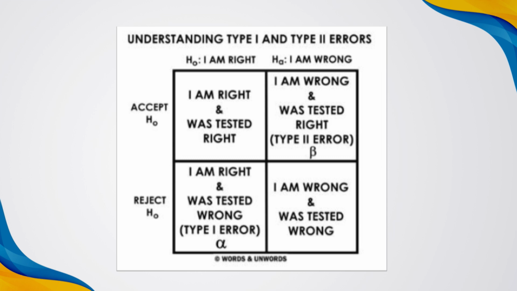Then I am right and I was tested wrong. This is an example for type 1 error. It is nothing but rejecting null hypothesis H naught when it is right. Then last one, I am wrong and I was tested wrong. That is rejecting null hypothesis H naught when it is wrong. This is a good example for types of errors.